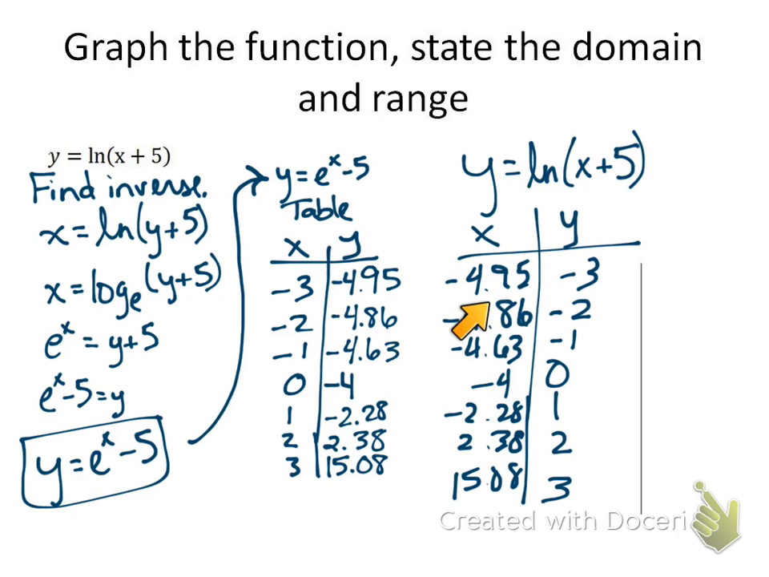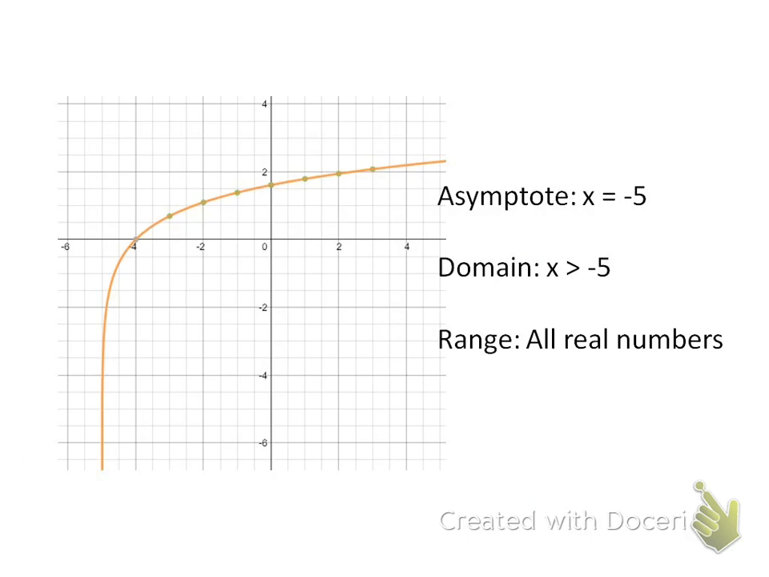We switch the inputs and outputs, and then we go to graphing. That's problem 4 on your quiz. Because our inputs are getting closer and closer to -5, that's going to become our asymptote when I see this graph. Asymptote is -5. Our domain is based around that asymptote, and since it's to the right, that's why we have x is greater than -5. Range is all real numbers.